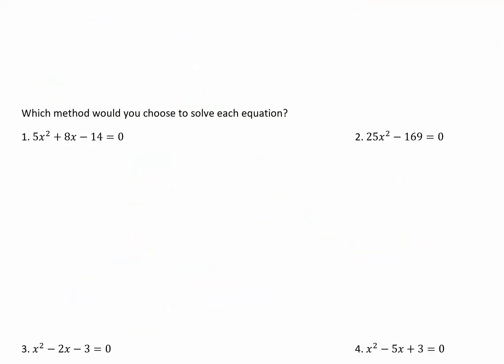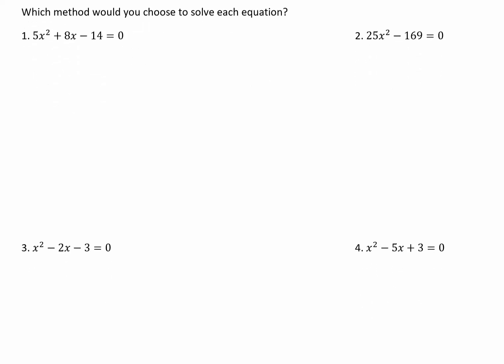So if you go to the next part of the notes, the last part, they're going to ask you to look and say, which method would you choose? So you want to use the method based on whatever is the easiest. Sometimes it's easier to factor, sometimes it's easier to use the quadratic equation, and other times it's easier to solve by using the square roots. So if you go ahead and look at this first one here, which method would you use?